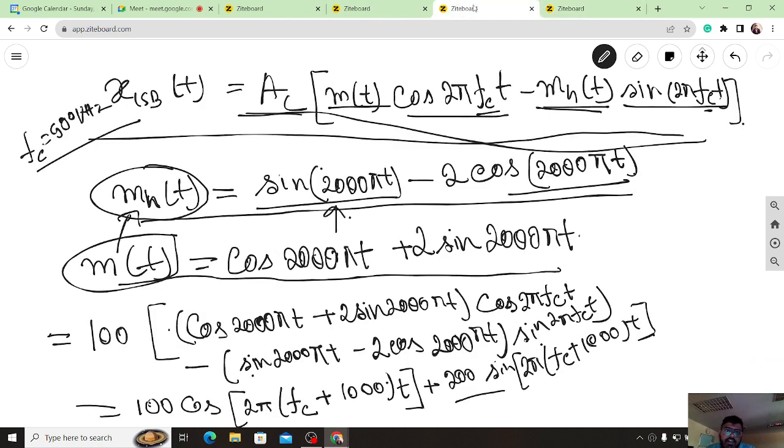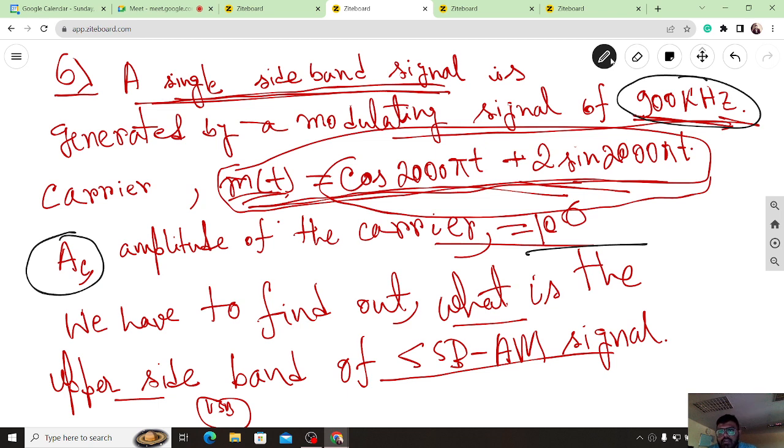I think this is clear for this. So every time you have to calculate some Hilbert transform, you have some cos. You just shift the signal by minus pi by 2, you will get the MH of t, and from there LSB and USB can be calculated from these equations. Okay. So now let us go to the next question.